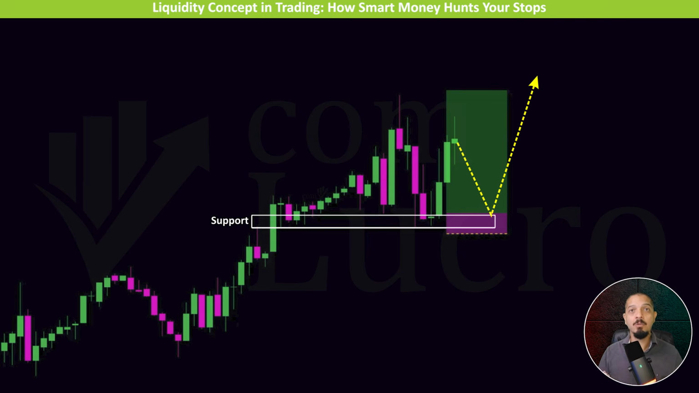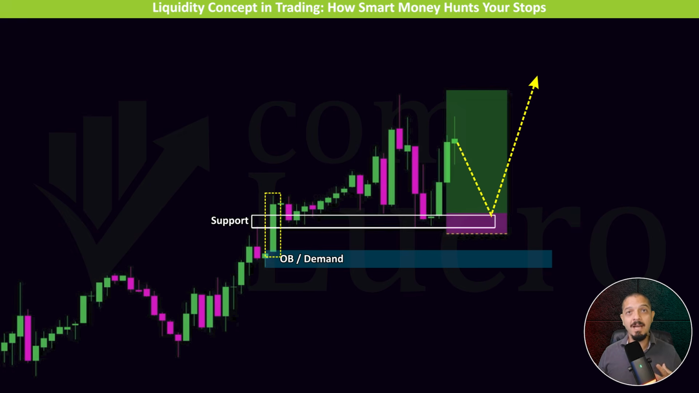Now let's look at the situation from a supply and demand perspective. Instead of focusing on the support line, we identify the candle that appears just before the strong impulse move and mark it as our demand zone. Why does this matter? Because that large bullish candle shows that a significant amount of buying entered the market in that area. Very likely institutional participation.